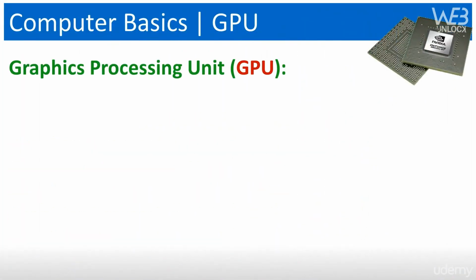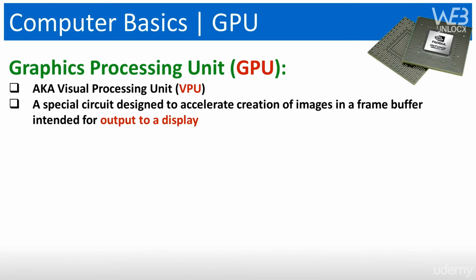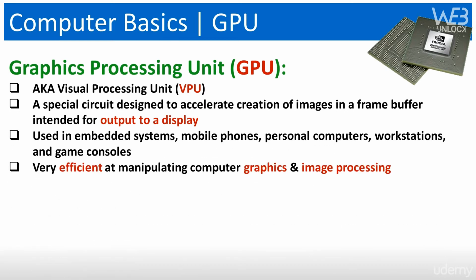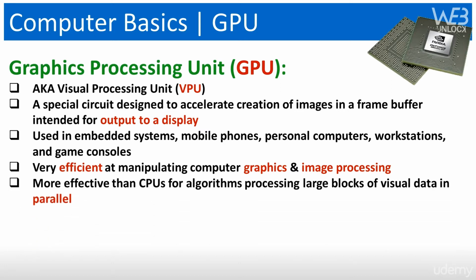Another component that's important is called the GPU, or Graphical Processing Unit, also known as the Visual Processing Unit. This is a special circuit chip that can help accelerate the processing of images and output them to display. There are a lot of systems out there, including mobile phones, embedded systems, and game consoles, that have a dedicated GPU, which means that it will release the main CPU from having to process computer graphics and images. That's a more efficient use of the system.